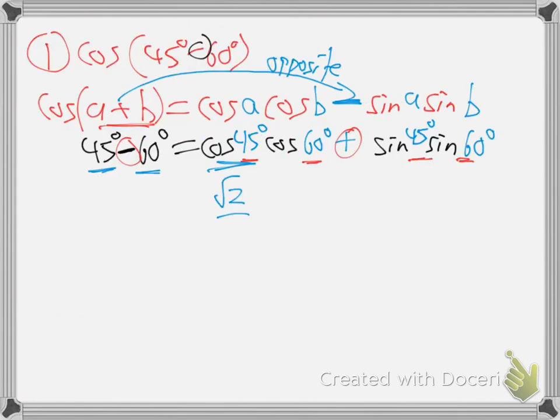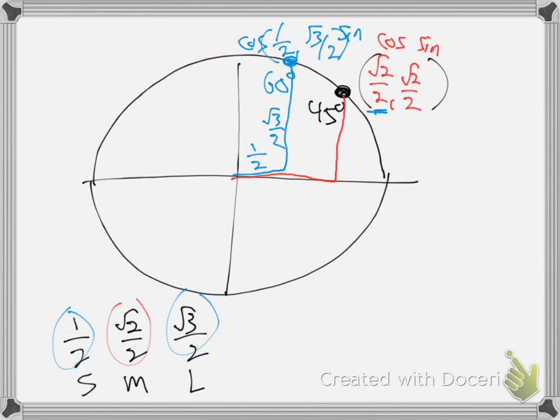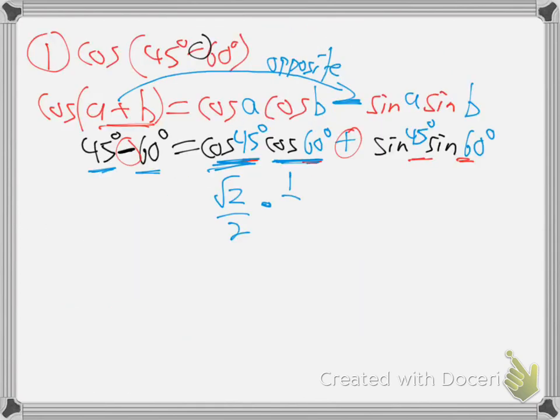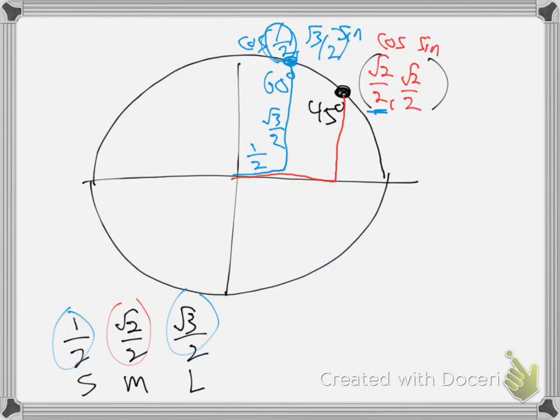So this is root 2 over 2 times cosine of 60. Cosine of 60 is right here, a half. So that's a half. Plus sine of 45, that's root 2 over 2. And then sine of 60, go back to 60 here, the sine, root 3 over 2.